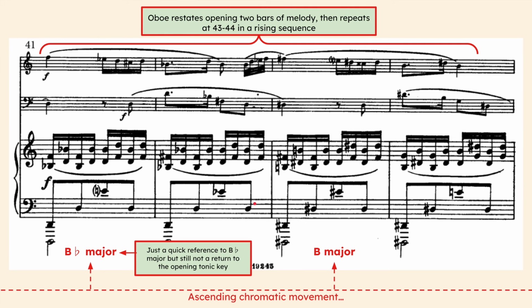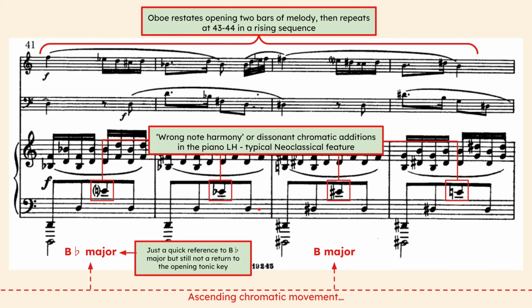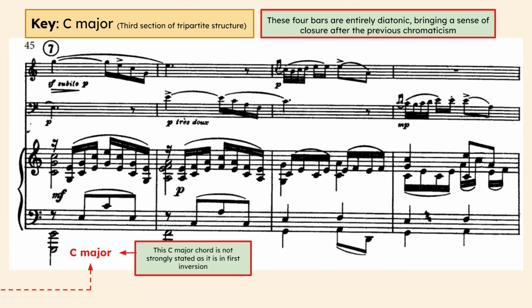If you look at these notes in the left hand, you get wrong note harmony, or as one mark scheme describes it, dissonant chromatic additions, in that they don't fit with the chords outlined in the bars. Wrong note harmony is a very typical neoclassical feature, and a pretty easy spot for this particular system.